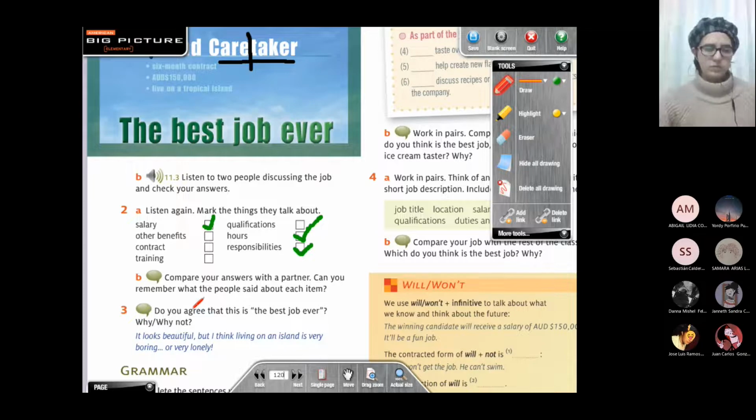Other benefits. Okay. Yes, we also listen about other benefits. Contract also. Contract. Yeah, because it's a 6-month contract, right? 6-month contract. Perfect. So, yes, that's it. Perfect. We also talk a little bit about qualifications, so we're going to take this one more.